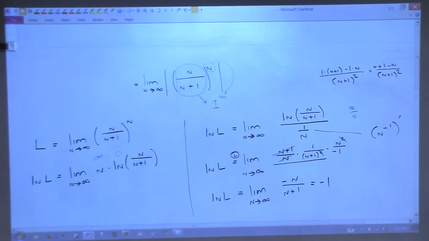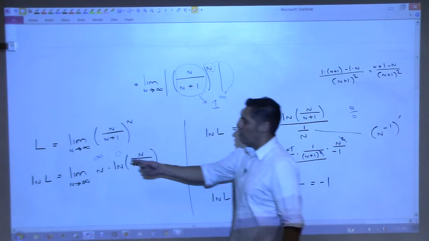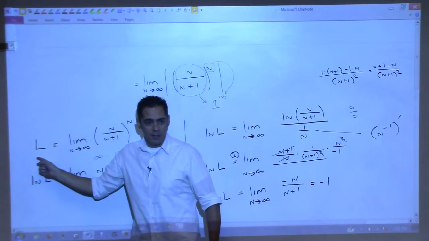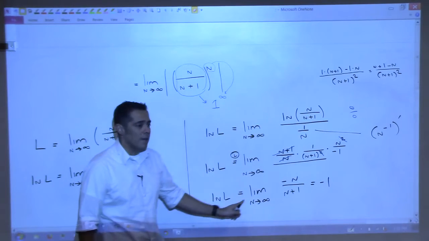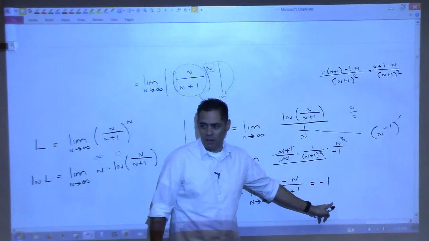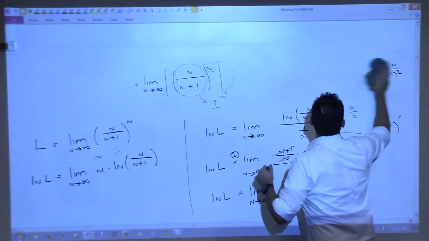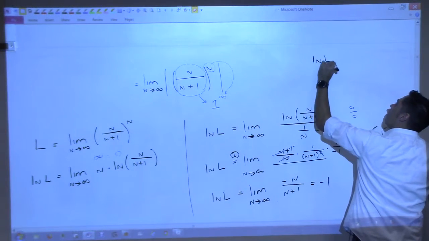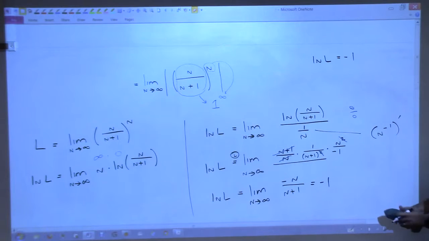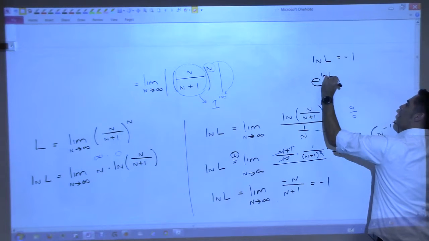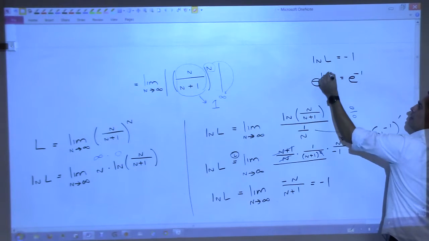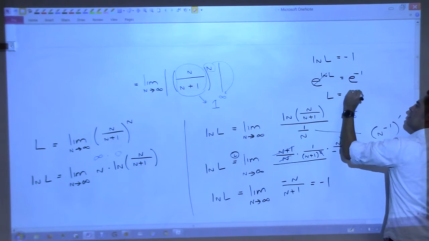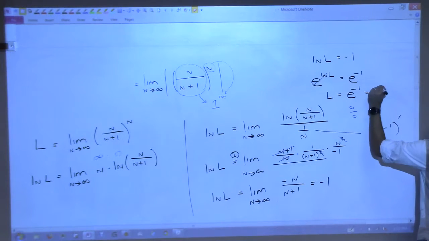All right, we're not done. All we have said, remember, we want to know what L is, right? We want to know what L is. What we know is that natural log of L is negative 1. That's where we are. So I have that the natural log of L is negative 1. So how do I get L back? How do you kill off the natural log? You do E on both sides. So if I do E, the natural log of L equals E to the negative 1, this kills off, this is L equals E to the negative 1, which is just 1 over E, right?